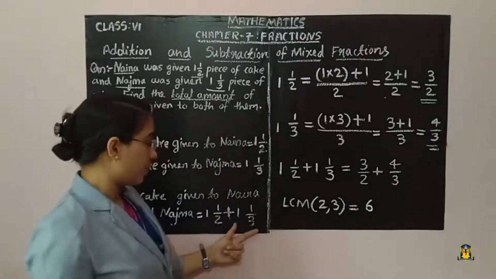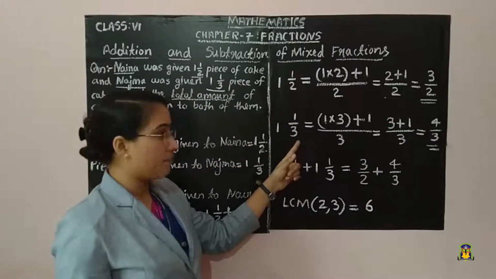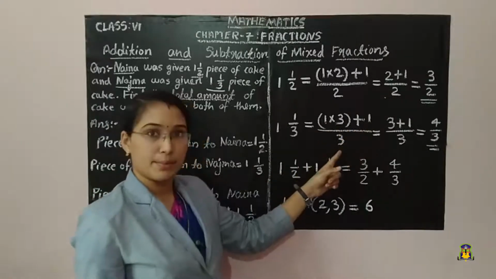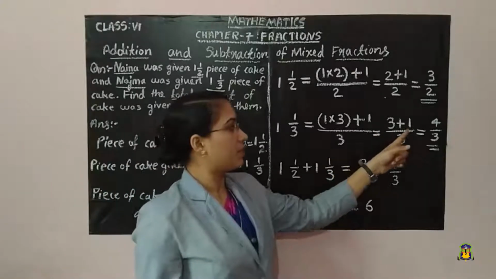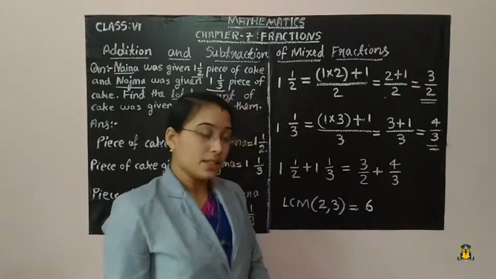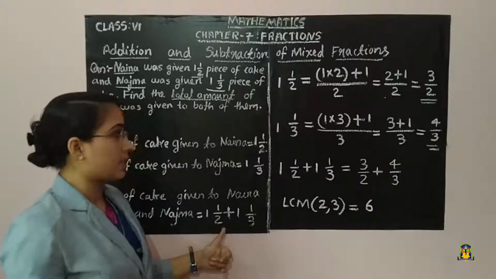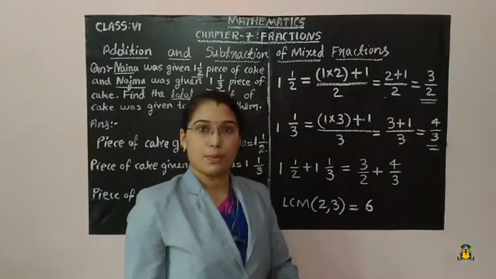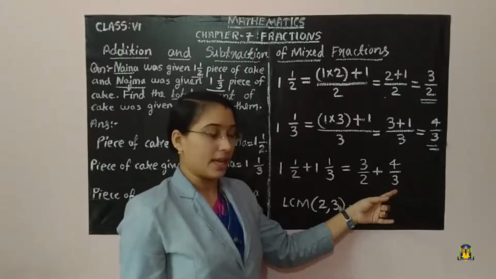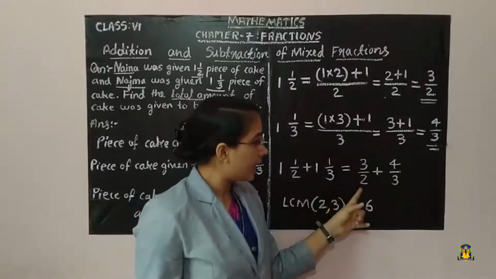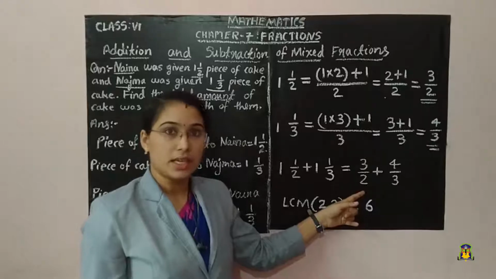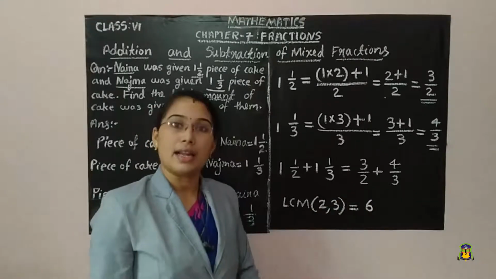Then the next one, 1 1/3. The same way: 1 into 3 plus 1, whole divided by 3. We will get 3 plus 1, whole divided by 3. Then the final answer is 4/3. So instead of these mixed fractions, now we have improper fractions, and we want to add only these improper fractions. Here you can see in these improper fractions, the denominators are different. So this is an unlike fraction.